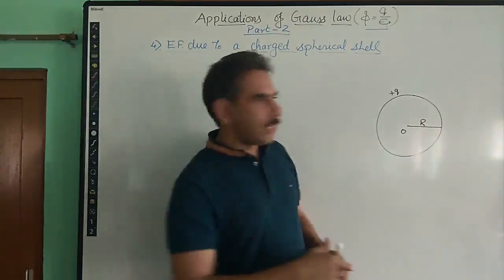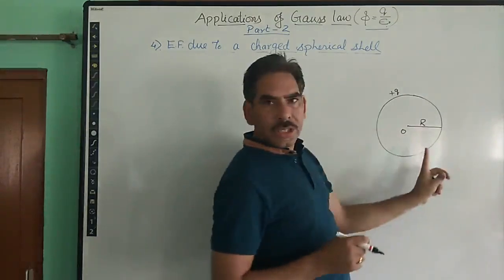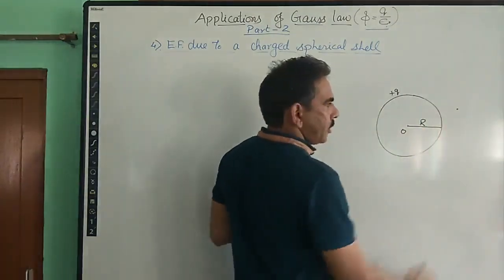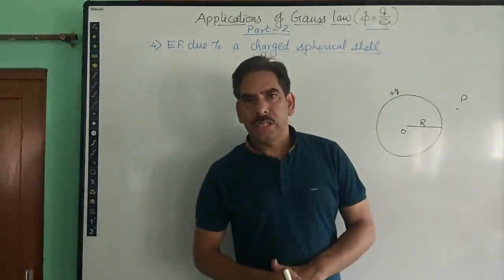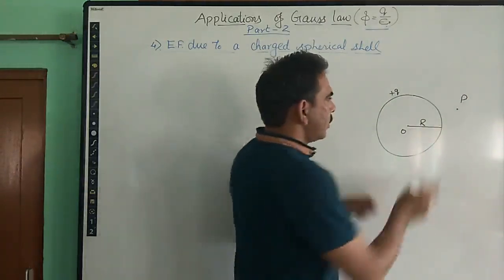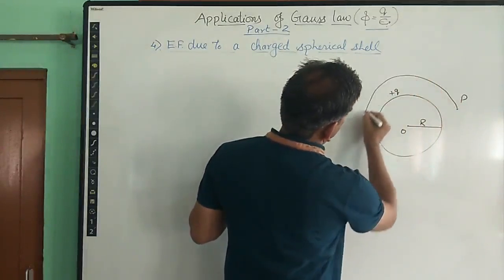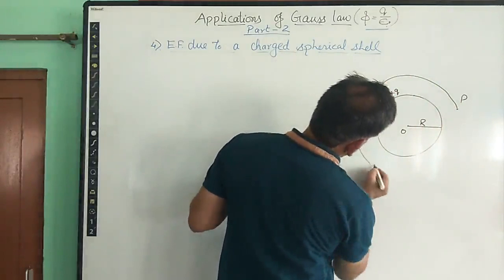So let us take the first case, where we are willing to find out the electric field outside this spherical shell. So we take any point, for example, this is point P, where we are interested in finding the electric field due to this charged spherical shell. For doing that, as I have discussed, we draw a Gaussian surface through this point around this spherical shell, just as this.